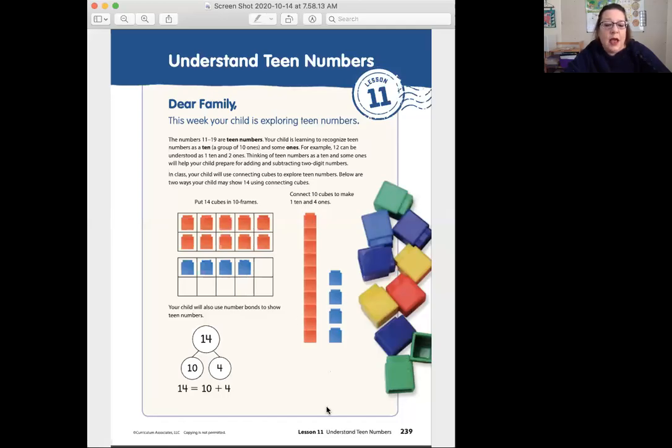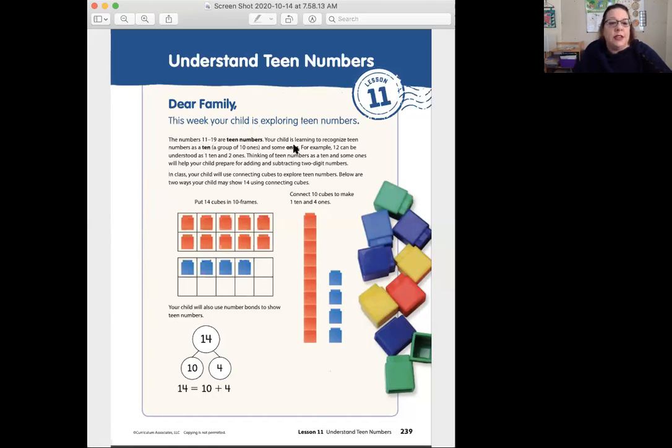Okay, so we are starting a new unit. This is unit 2, and we are learning to understand teen numbers. So the first thing that we're going to do is look here where it says this week your child is exploring teen numbers. The numbers 11 through 19 are all teen numbers.